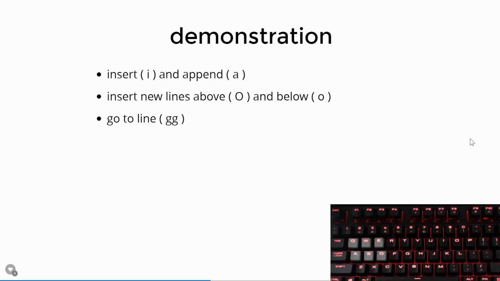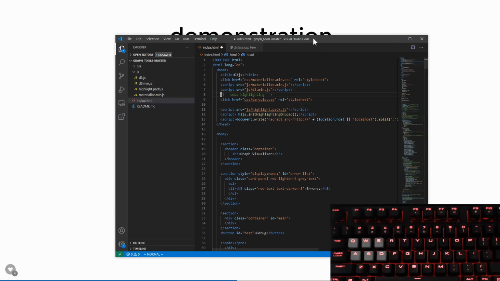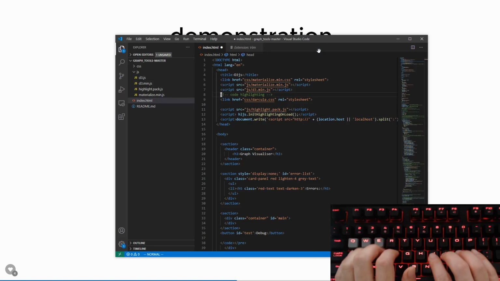Okay, next one. Let's do something a bit more advanced now. Moving lines of code around. So, let's say I want to move line 11 to another line. How would you do this using a normal text editor?